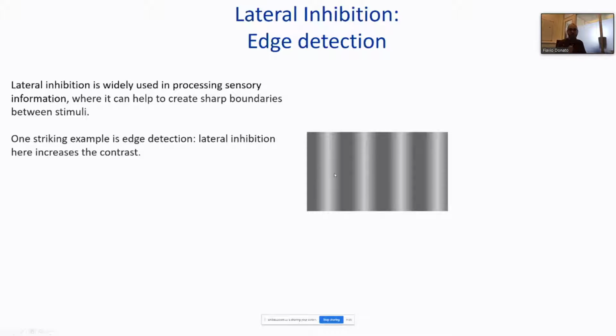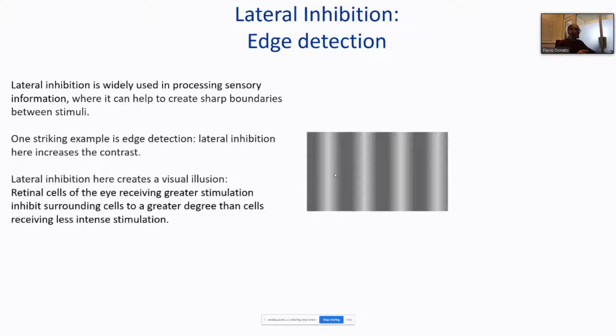This is one of the ways in which your visual system increases the contrast between stimuli, basically increasing contrast between different types of stimuli which are adjacent to each other, so in which you need to create a separation between each other. This particular type of configuration gives rise to a very nice optical illusion because the retinal cells in the eye that receive greater stimulation are able to inhibit the cells to a higher degree than cells that receive less intense stimulation.